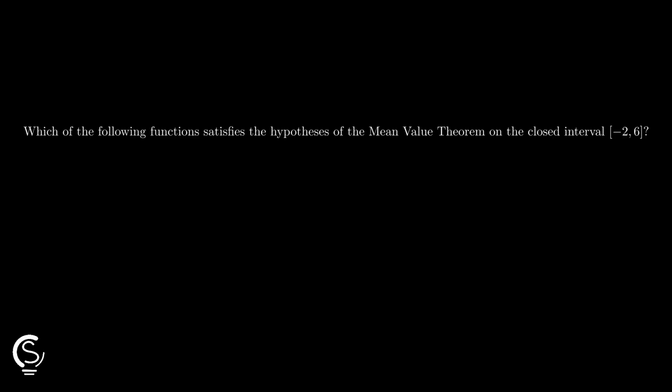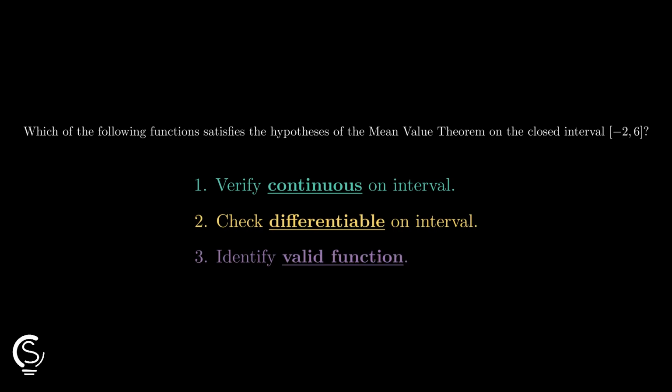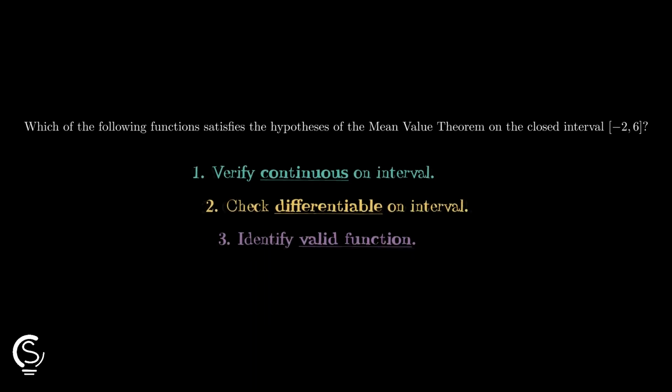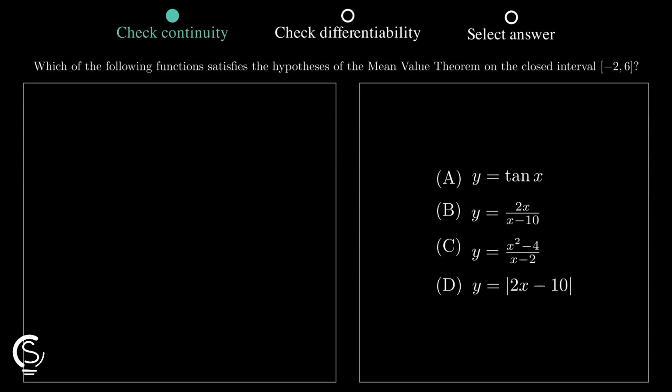Calculus problems like this one require checking continuity and differentiability on the given interval to find the correct function. Let us solve this quickly right now. The mean value theorem requires continuity on the closed interval. Option A has vertical asymptotes at pi over 2. Option C is undefined at x equals 2, which is problematic.